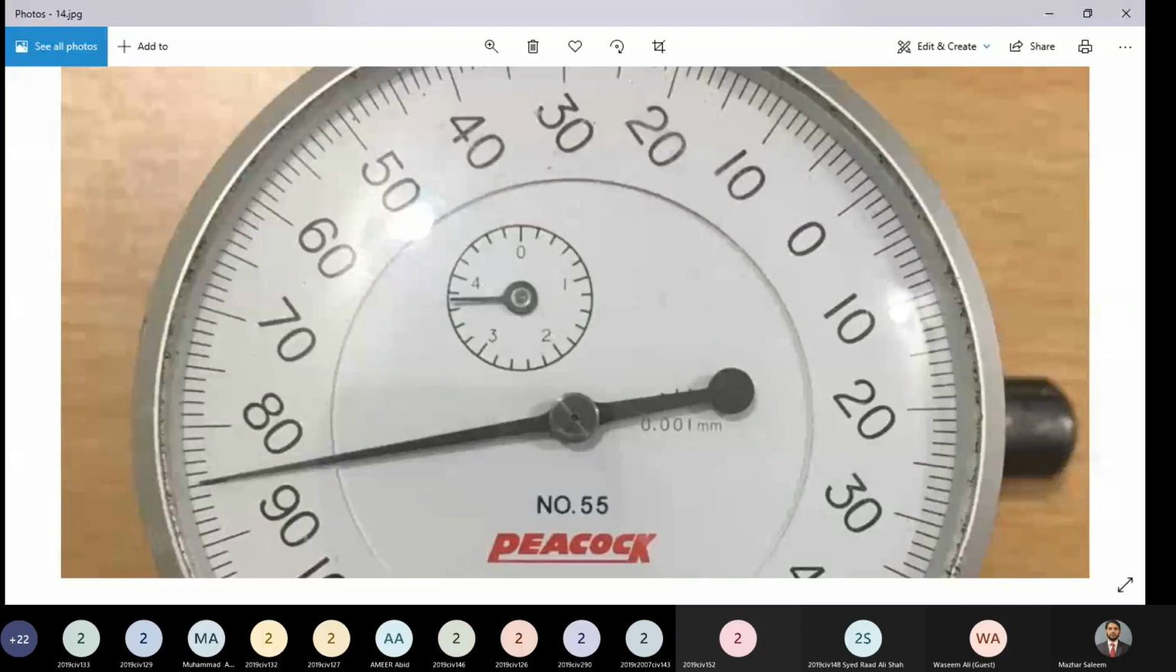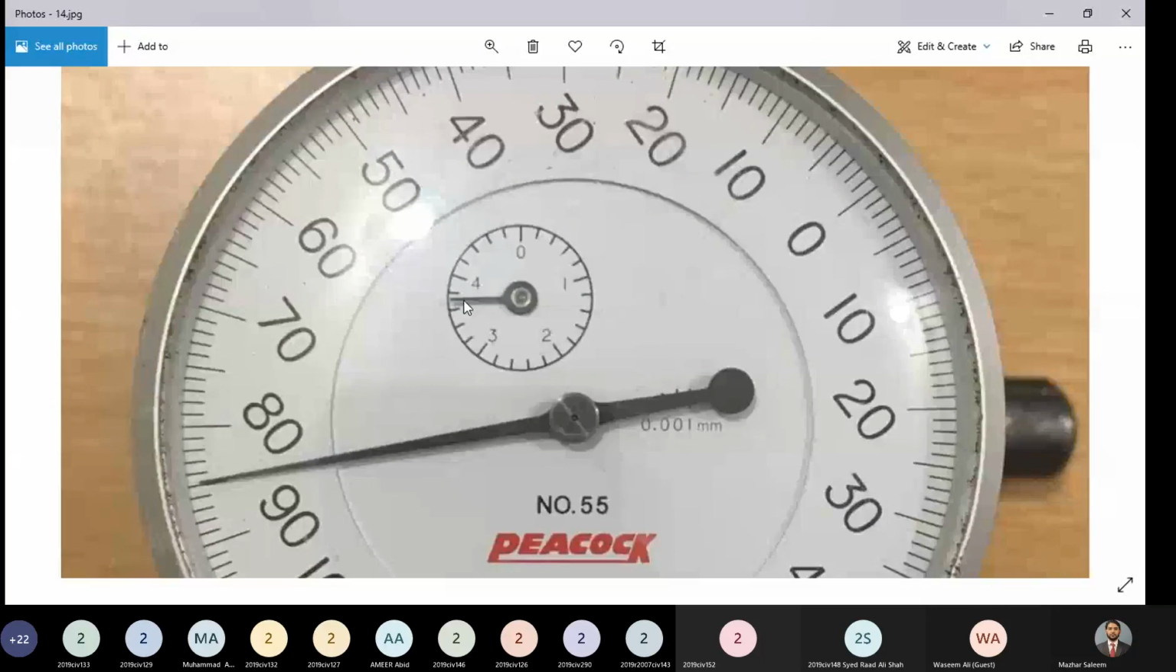All right. So the needles are moving in the counterclockwise direction. So we have to read it sort of manually: 0.2, 0.4, 0.6, 0.8, 1 millimeter and 1.2 millimeter. So the needle of the large scale is ahead of 1.2 millimeters. So the large scale reading in this case is 1.2.